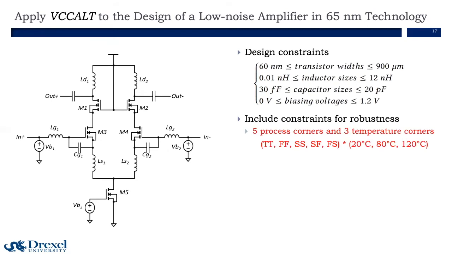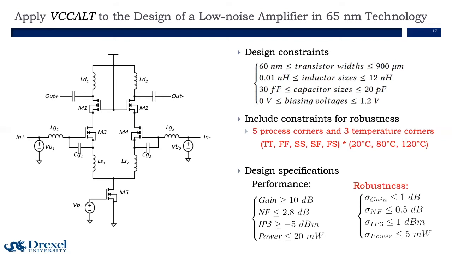So the corners of interest in this case, in our example, include constraints for robustness formed by the combinations of 5 process corners and 3 temperature corners. And in addition to the performance specifications, we have robustness specifications that basically says that, for example, for the gain, we not only want the gain at the typical case to be larger than 10 dB, but also across all corners, the variation characterized by the standard deviation is less than 1 dB, which of course we can interpret to be a robust design solution.